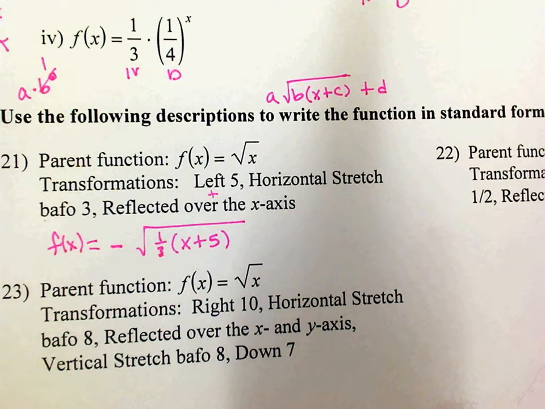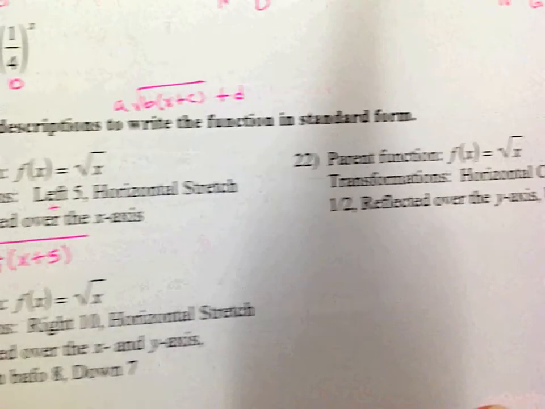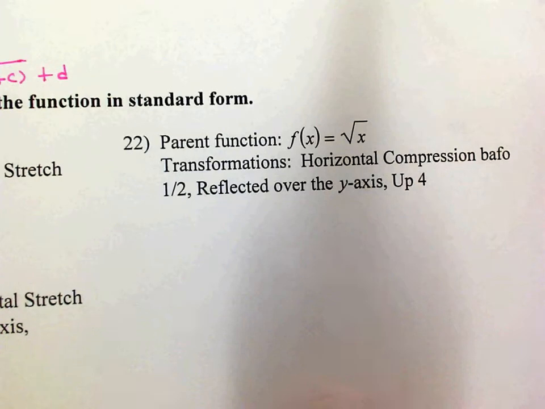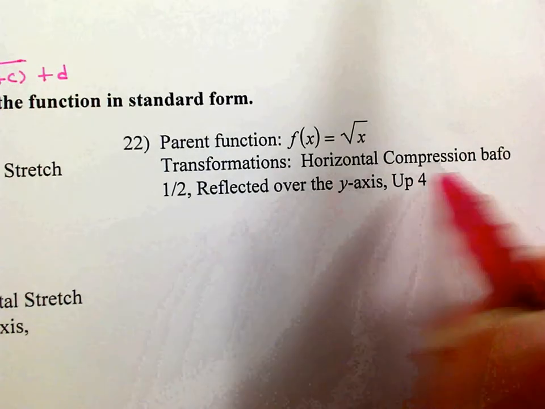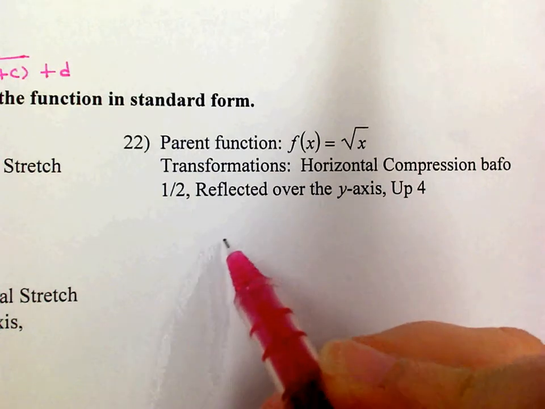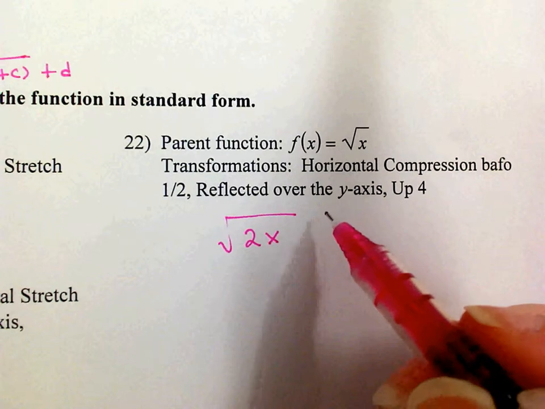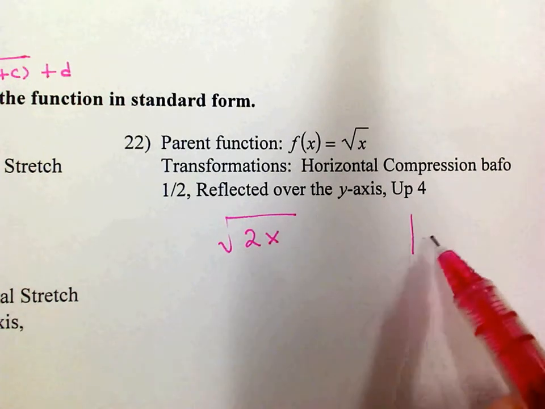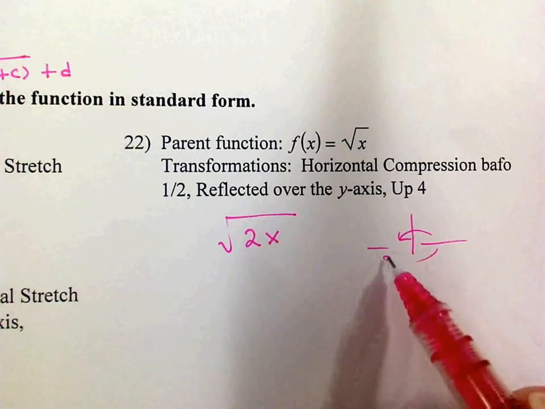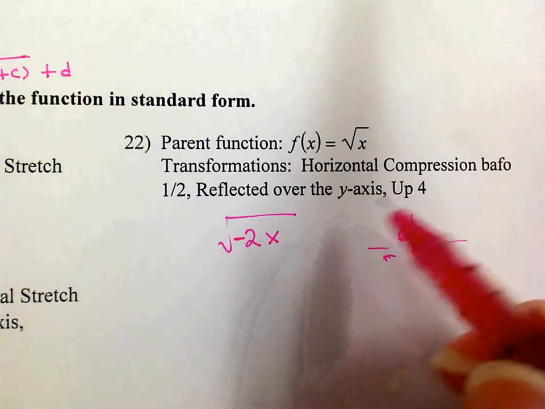Okay, on this one, a horizontal compression by a factor of 1/2. Horizontal is x, that's inside, that's opposite, so 2x. Reflected over the y-axis, okay, when you reflect over the y-axis, you're affecting the x values. So it's on the inside, that's a negative. Up 4, that's dealing with y values, so that's on the outside, which is exactly like it seems, plus 4.